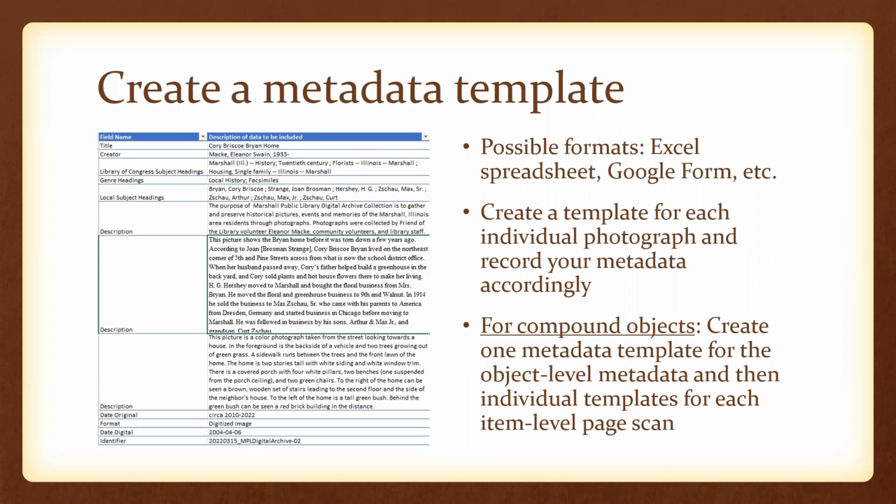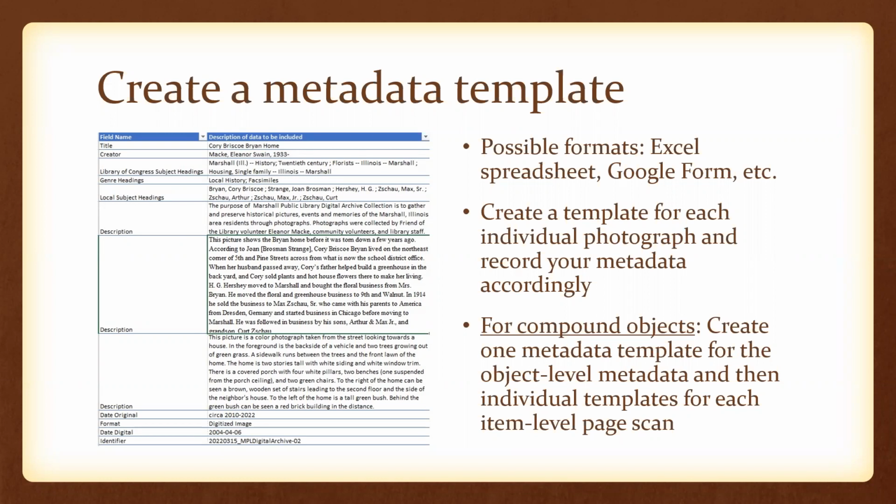And then you want to create a template for each individual photograph and record your metadata accordingly. And compound objects have 2 levels of metadata. They have the object level and item level. So object level would be like the whole work, a whole book as a whole. And item level would be if you had individual page scans of that book.